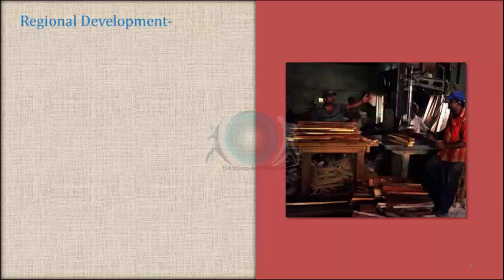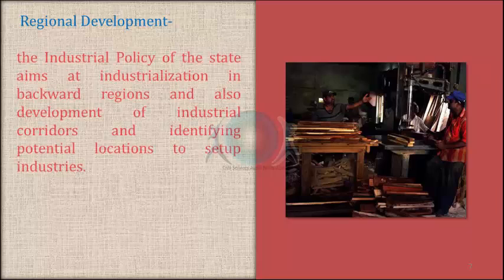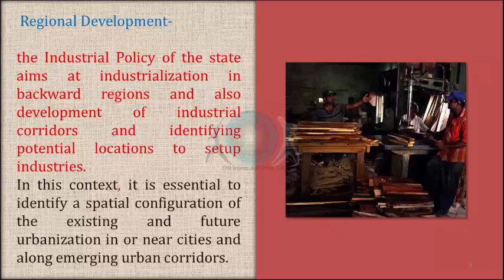Let us see what is the meaning of regional development and the concerns in this. The industrial policy of the state aims at industrialization in the backward regions and also the development of industrial corridors and identifying potential locations to set up industries. In this context, it is essential to identify a spatial configuration of the existing and the future urbanization in or near the cities and along with the emerging urban corridors.